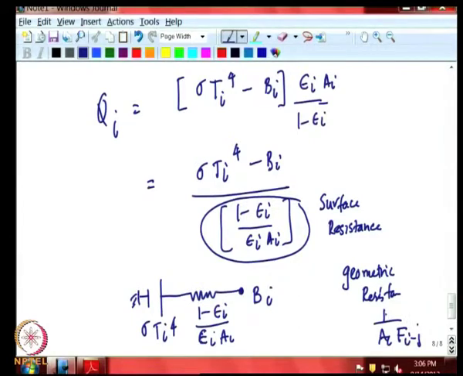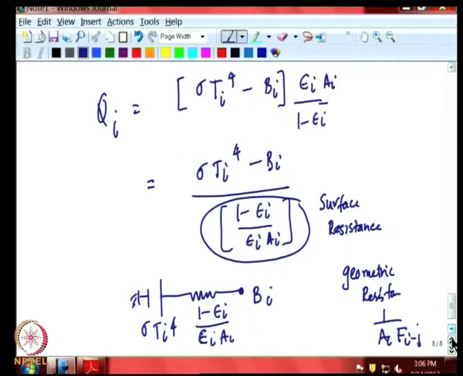So, this is purely a geometric factor, this resistance. The surface resistance is fundamentally dependent on surface properties. When the emissivity of surface i is 1, this term drops out completely, does not exist. It exists only when the surface is not a black body, then there is a resistance. If the surface is a black body, these two are equal, the radiosity point is the same as the black body emission point.